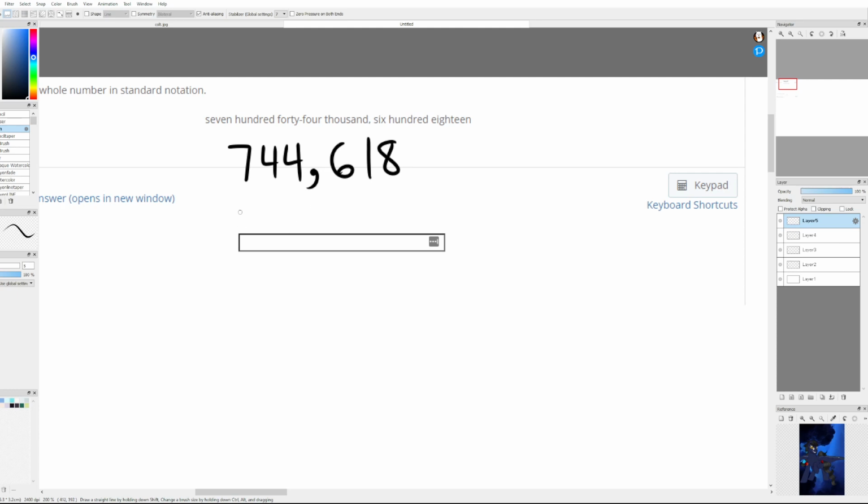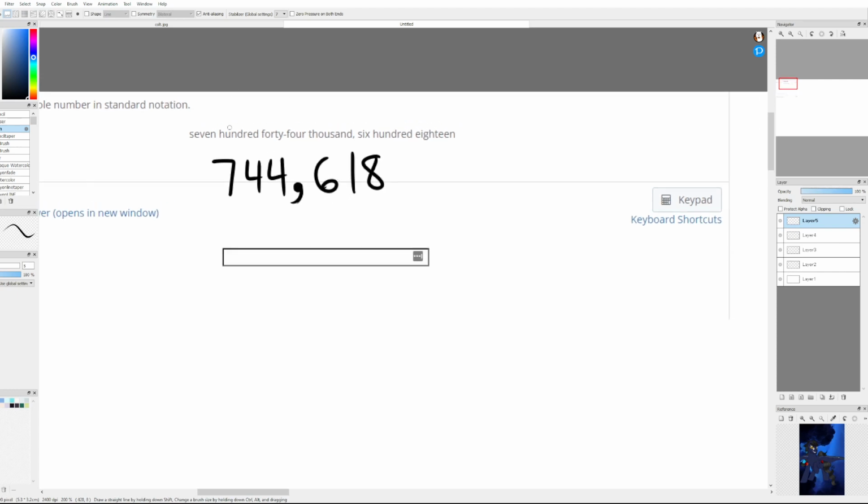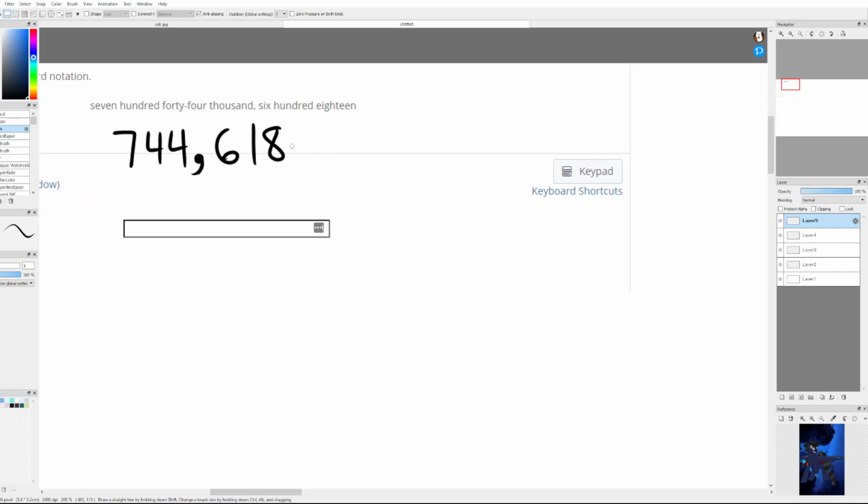When you plug it into Hawks, be sure to add the comma. It's picky during this section. Sometimes it can help to read it backwards as well. So we have 18, and then 600, and then 44,000, so it's going to be 44, and then it'll be 7.